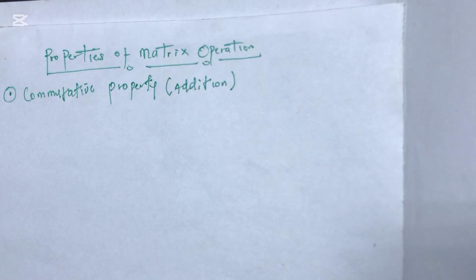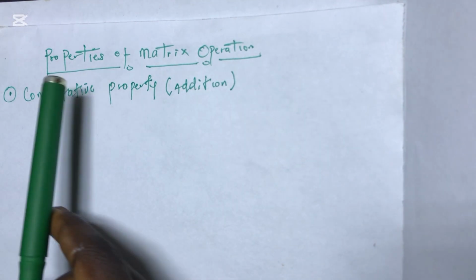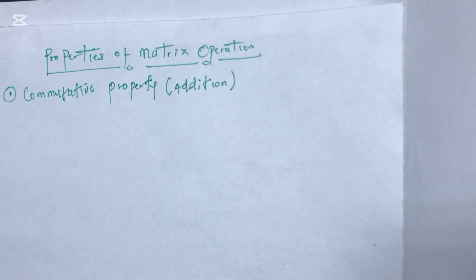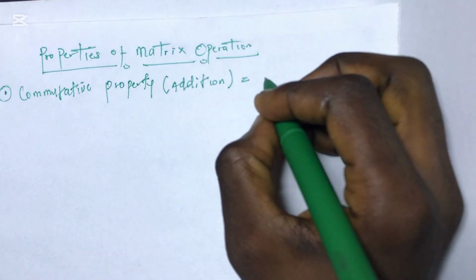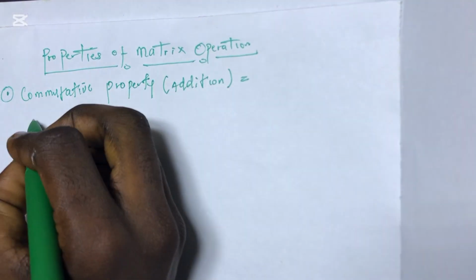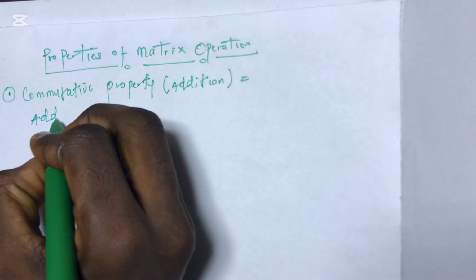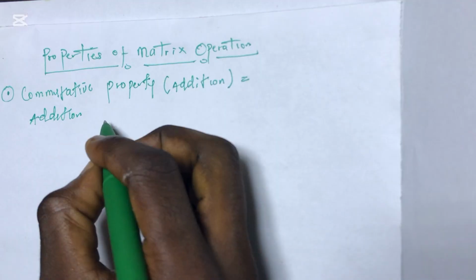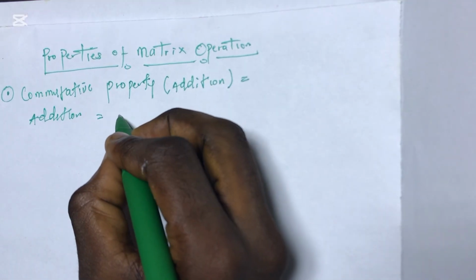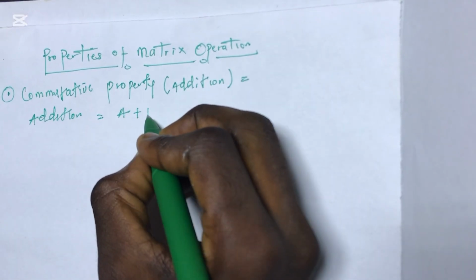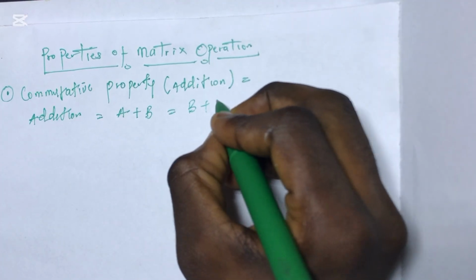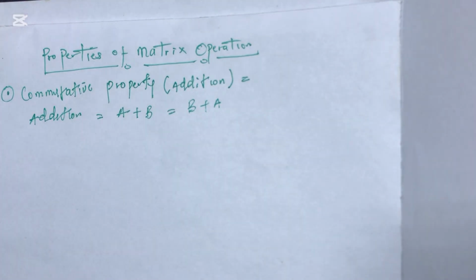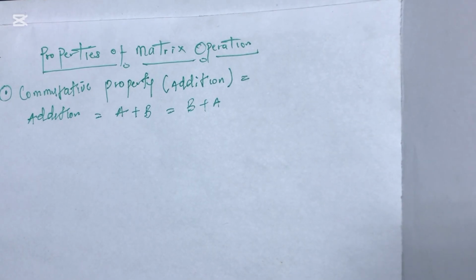Now, how does the commutative property have to do with a matrix operation? Let's see it. The commutative property is simply addition. That is, I can say A plus B is the same thing as B plus A. It's as easy as that.